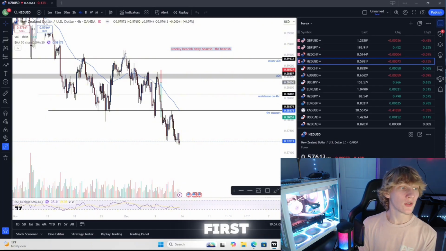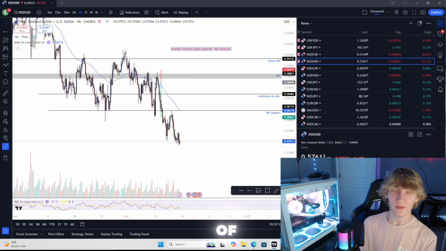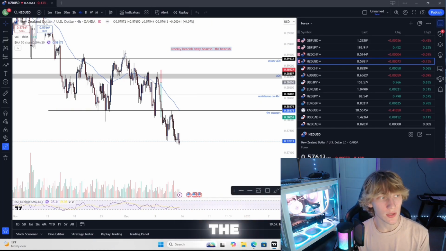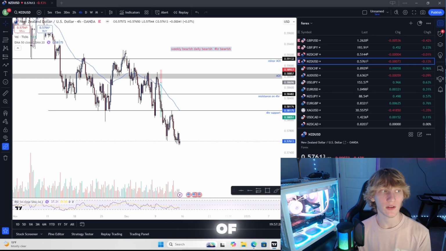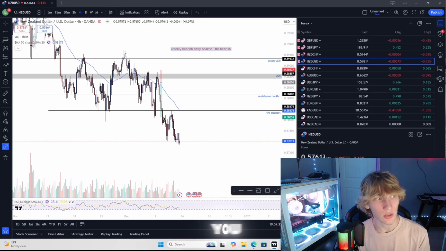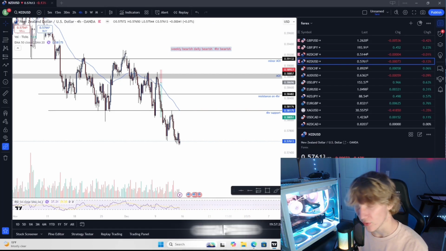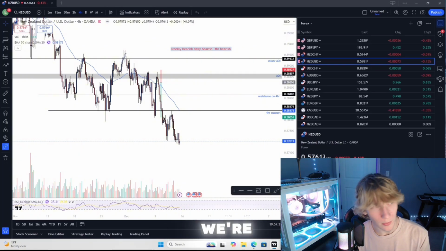So first and foremost, we're talking about area of interest. What is area of interest? Area of interest is an area where, when price action is below it, you want to sell, and when it's above it, you want to buy. The area of interest can be levels where you can buy or sell to then take it to different levels that you have graphed out on your charts. So this is primarily what we're going to be going over.